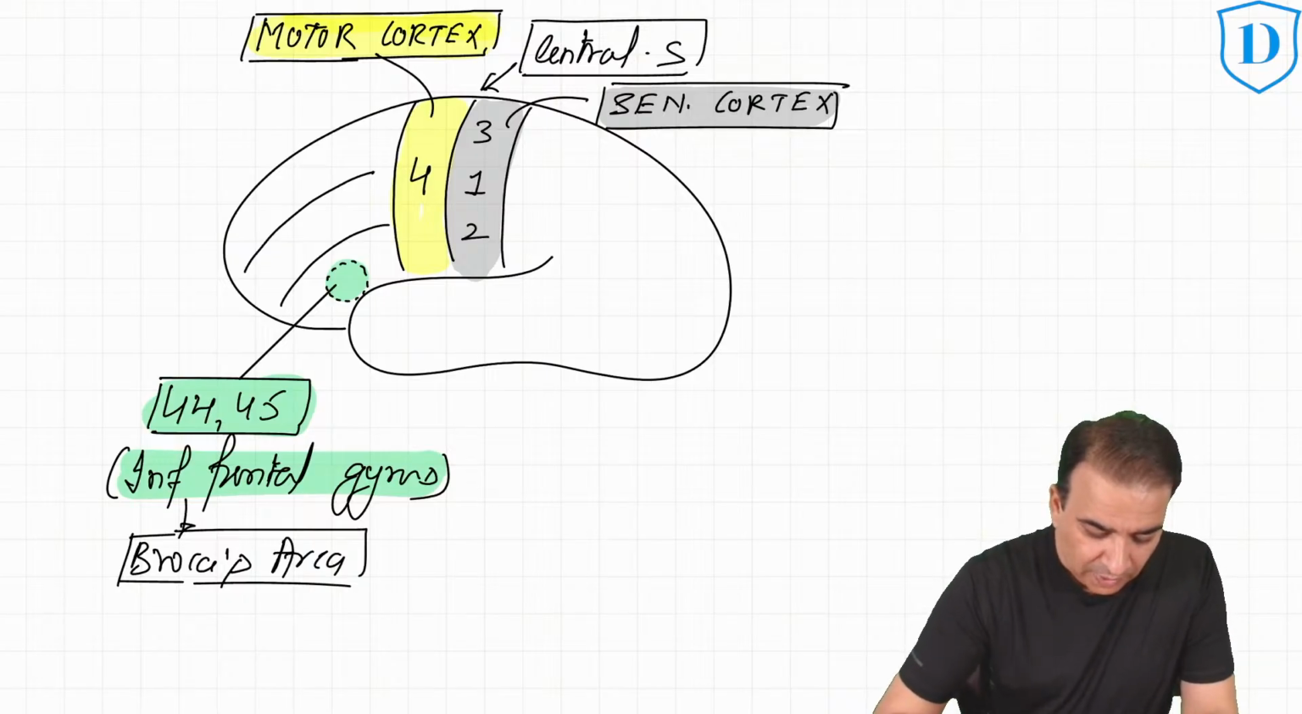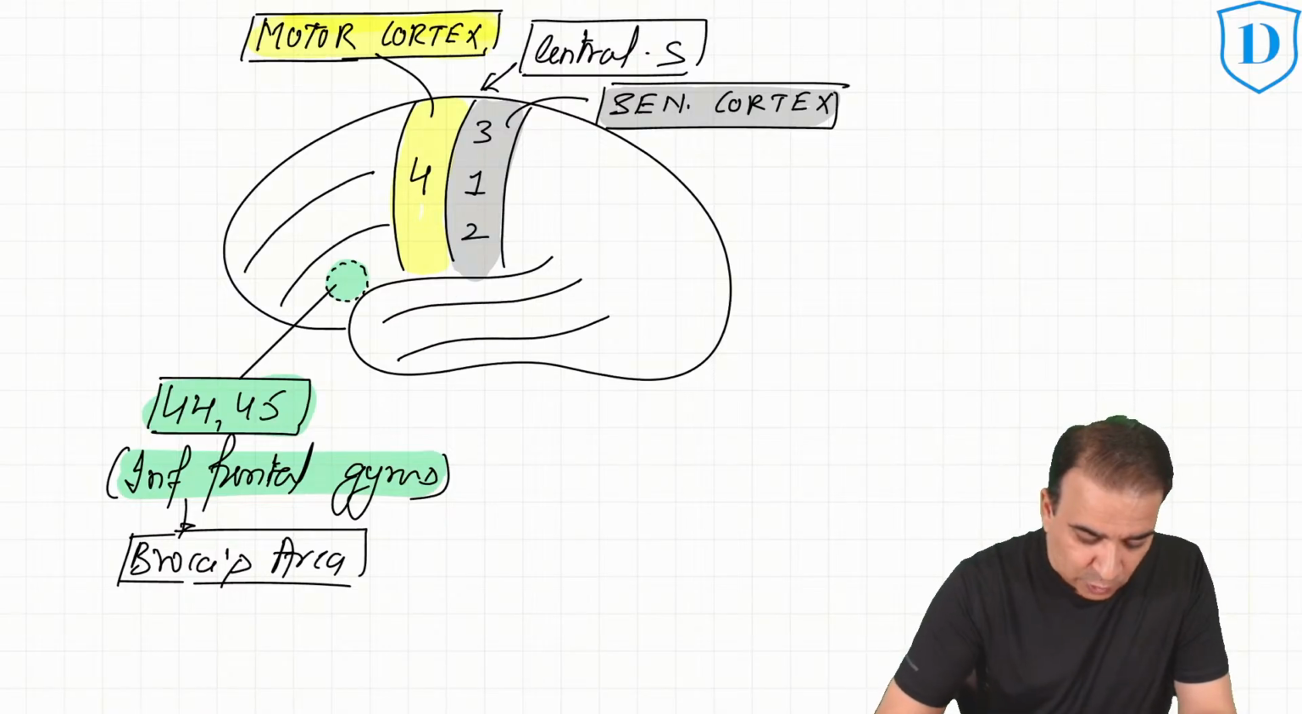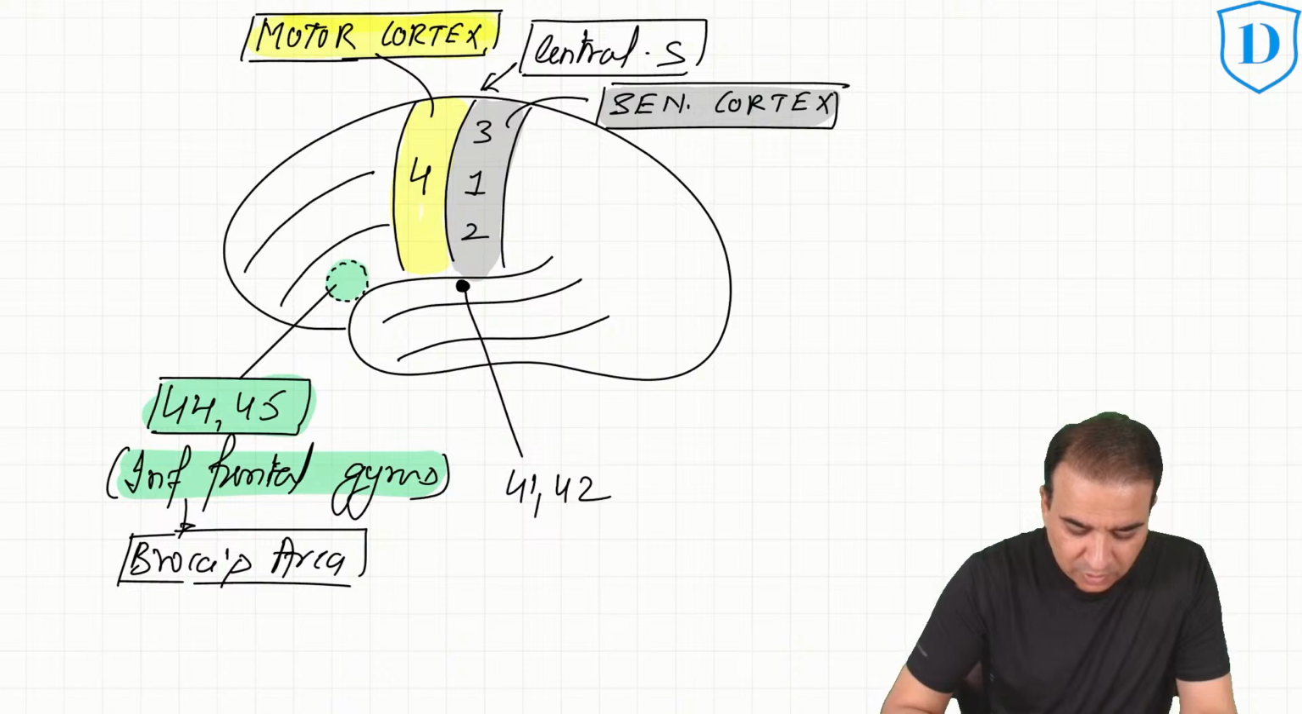Then, in the temporal lobe, we have superior temporal, middle temporal, inferior temporal. In the superior temporal gyrus, we have this area present here, that is area number 41 and 42. 41 और 42 की importance क्या है? 41, 42 is the primary auditory cortex.